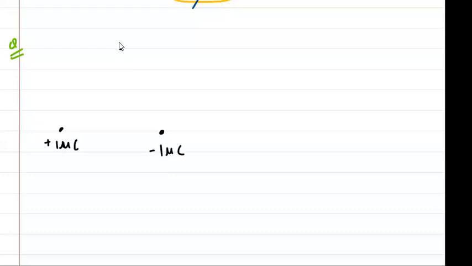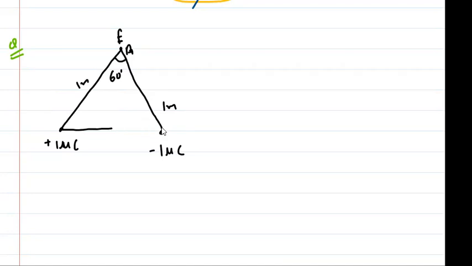So what would be the electric field at this point? What would be the electric field due to point A? This is point A. This distance is given as 1 meter. This distance is also given as 1 meter, and this is your 60 degree angle, right? Find the electric field at point A.